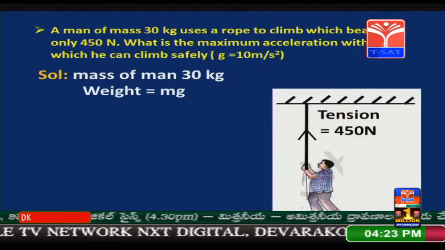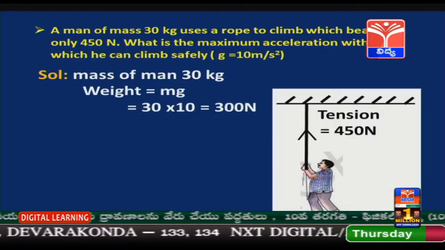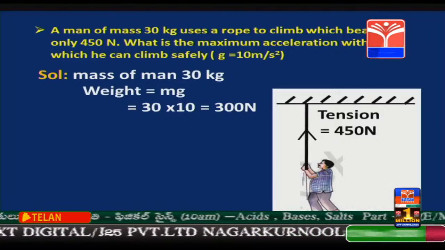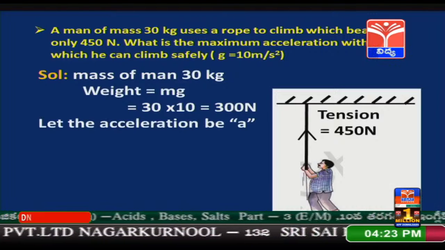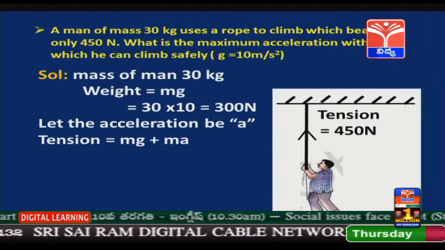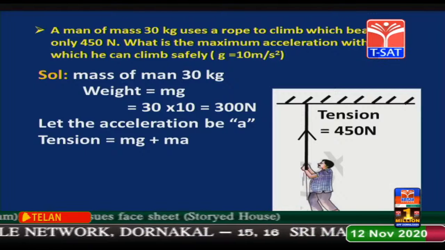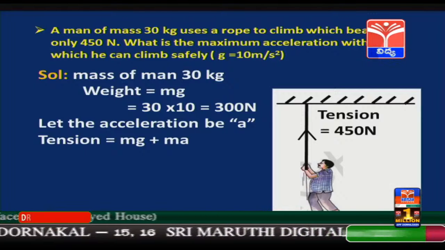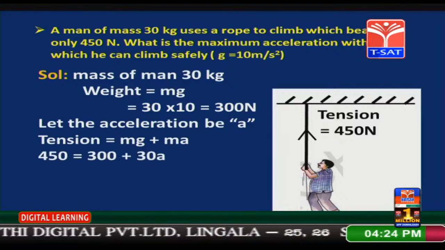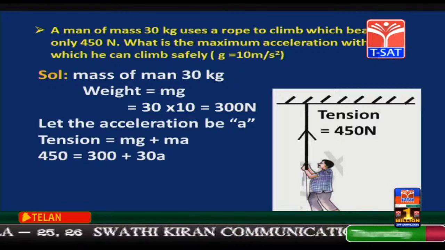So, his weight will be mg, where m is mass and g is acceleration due to gravity. So, 30 times 10 gives you 300 Newton. Let the acceleration be a. Tension can be a maximum of 450 Newton, which will be equal to mg plus ma. So, tension is 450, which is equal to 300 Newton plus 30 times a.